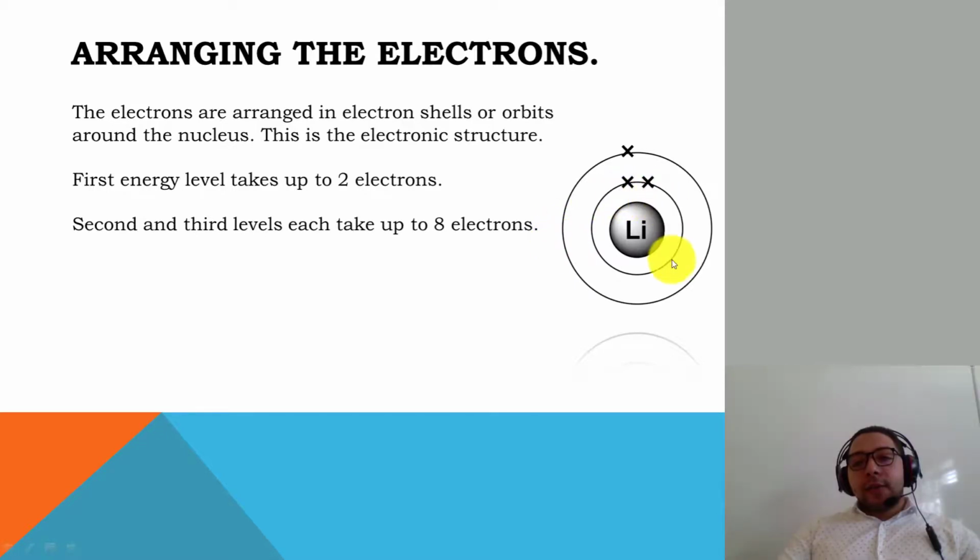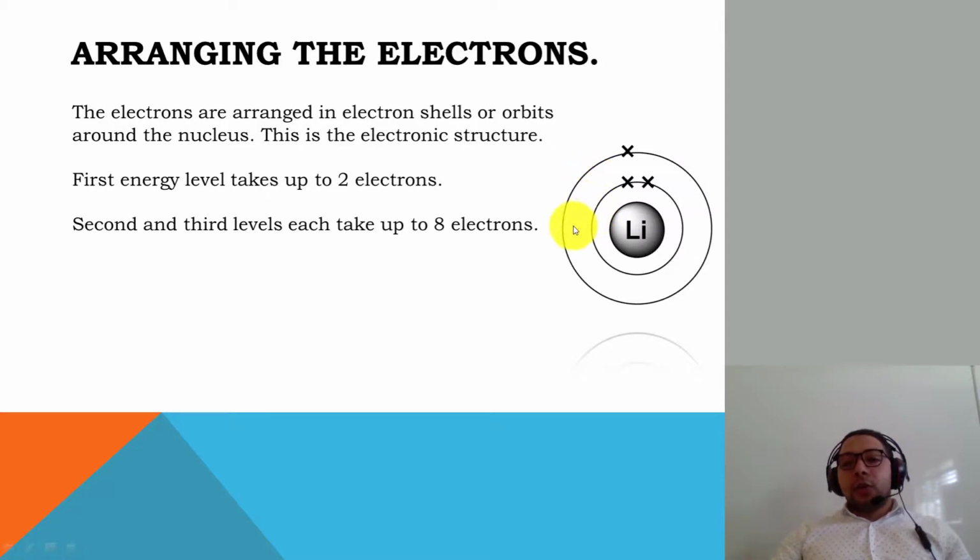The first energy level takes maximum 2 electrons. So if we're talking about hydrogen, it has 1 electron, it is going to be placed over here. If we're talking about helium, which has 2 electrons, we're going to place them over here. Once we have more than 2 electrons, then the third electron needs to take place in the next energy level. So we don't put electrons in the next energy level unless we reach the maximum number of electrons in the current energy level. Lithium has 3 electrons.